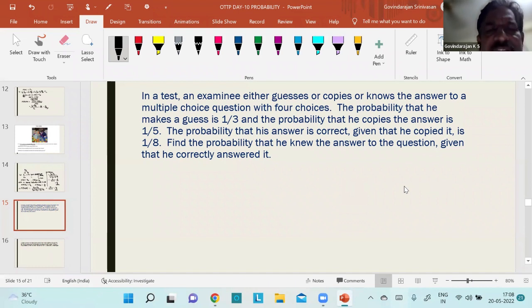In a test, an examinee either guesses, or copies, or knows the answer to a multiple choice question with 4 choices. The probability that he makes a guess is 1 over 3. The probability that he copies the answer is 1 by 5. The probability that his answer is correct, given that he copied it, is 1 by 8. Find the probability that he knew the answer to the question, given that he correctly answered it.